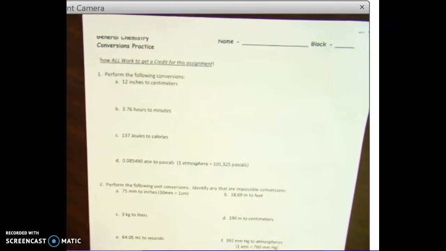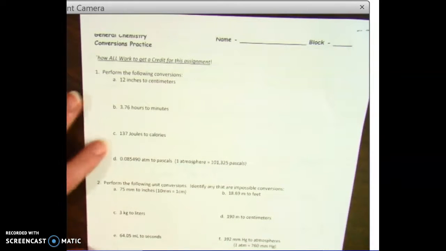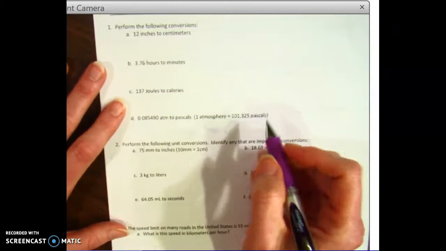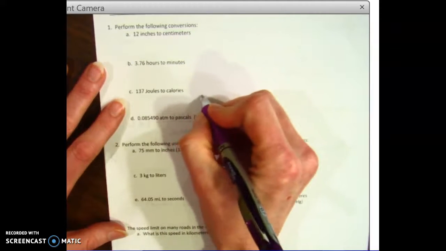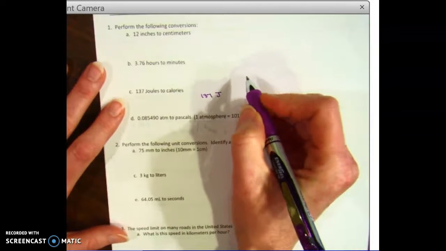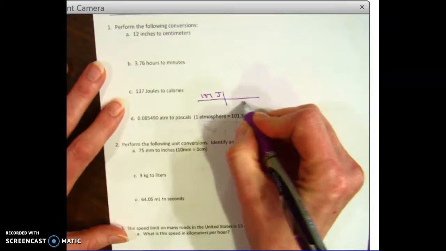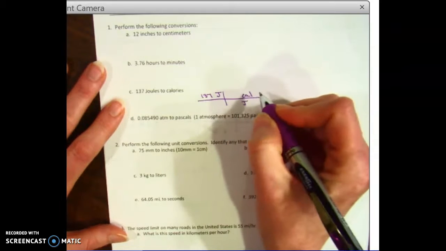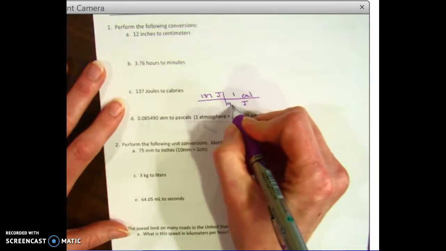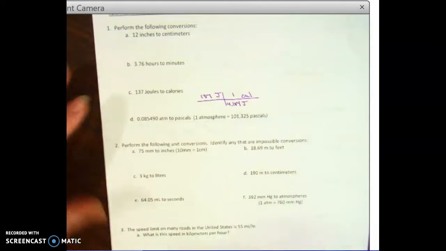All right, I'm going to continue with the last page in your packet. I'm just going to work one or two here. Let's look at C here, 137 joules to calories. So start with your 137 joules. And then you're going to start your train track. You want joules to go away. We can do joules to calories. If you look at the chart I gave you, it says 1 calorie is 4.184 joules. This is in your packet.